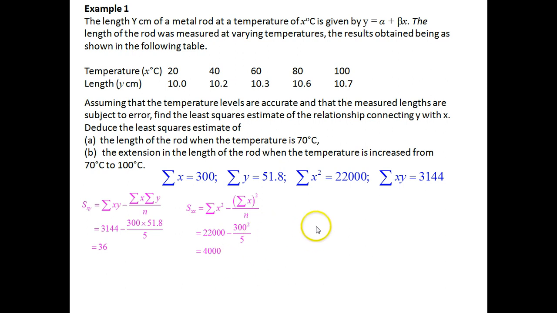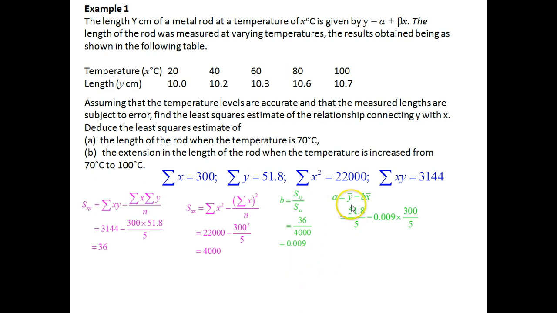So our b we can work out first is Sxy over Sxx. So Sxy is 36, Sxx is 4,000, and we get 0.009 as our estimate for beta. b is the estimate for beta.